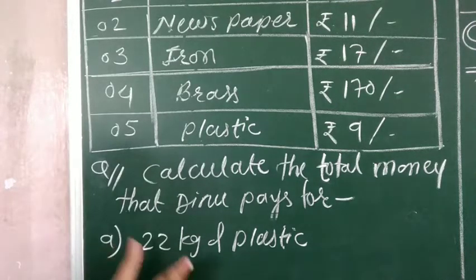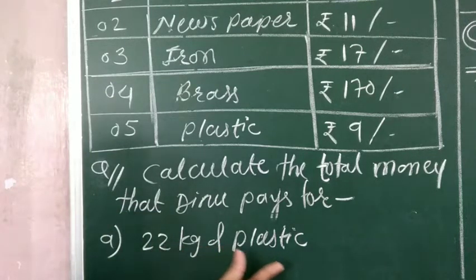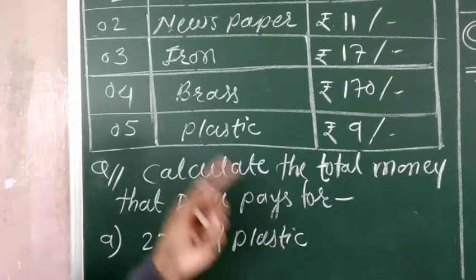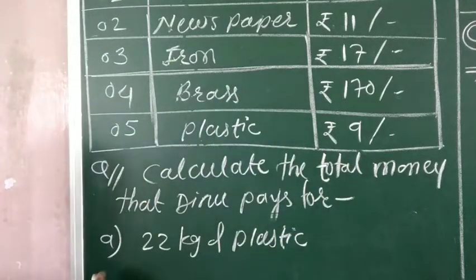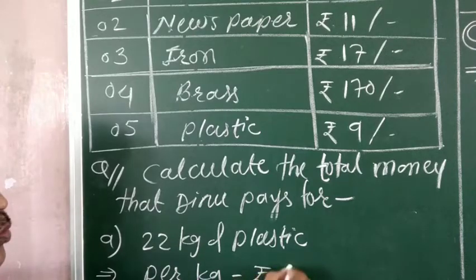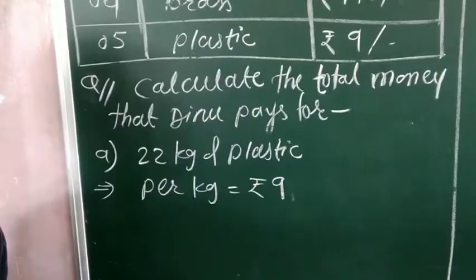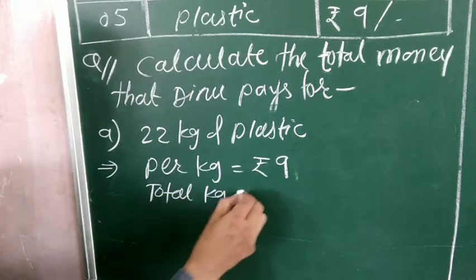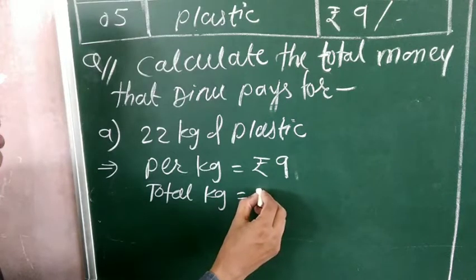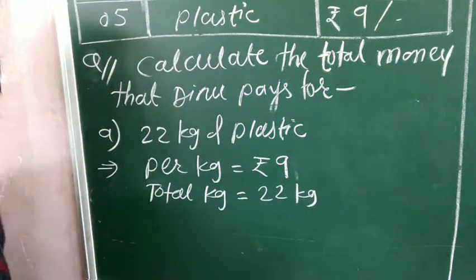But how to calculate this? We have to calculate with the help of the rate of plastic per kg. What is the per kg rate of the plastic? For that information, we have to see the rate list again. See, it is plastic, the rate is rupees 9 per kg. पर केजी कितना बेटा? रुपीज 9. देन टोटल केजी कितना है यहां पर? इट इज 22 केजी.